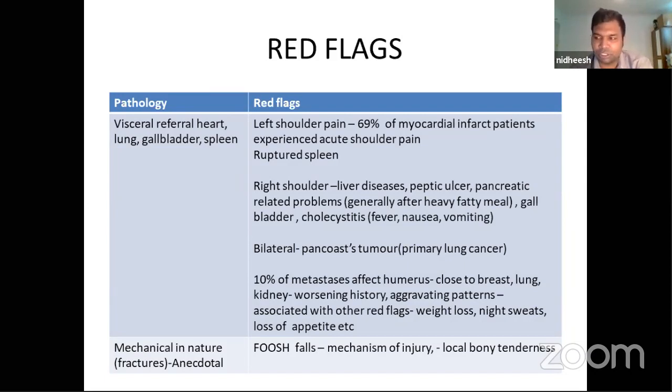Considering the way the practice is changing in India, we are becoming more independent day by day. We are assessing patients firsthand. So we need to keep these things in mind. And the last thing is mechanical in nature, generally fractures.